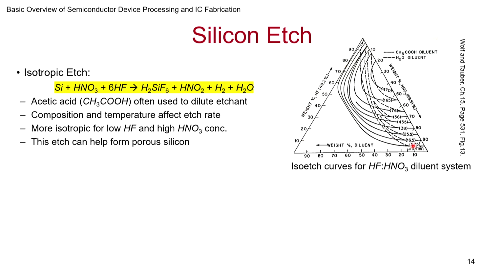That is sort of indicated by these iso-etch curves given in this diagram on the right, which talks about the HF weight, HNO3 weight, and also the diluent weight. Diluent weight is acetic acid in this case. Now, what is interesting is, how does this take place?